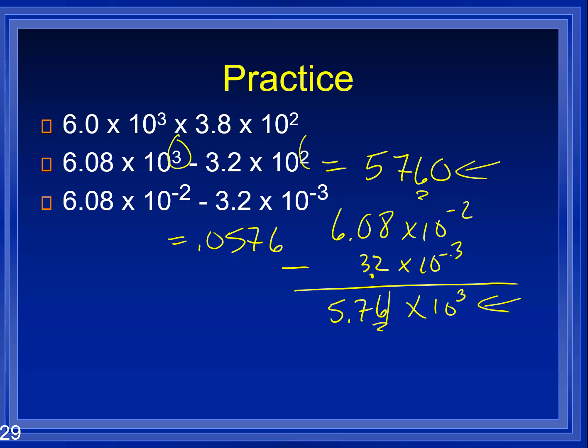Okay, why the 576 again? Because I had to do that same trick. The negative 2 and the negative 3 are not the same size. So I turned the negative 3 into a negative 2. From negative 3 to negative 2, I made it bigger, so I need to make the number smaller. I'm at 0.32. And the only difference is now it's negative 2 instead of to the third power. They still line up the same way.